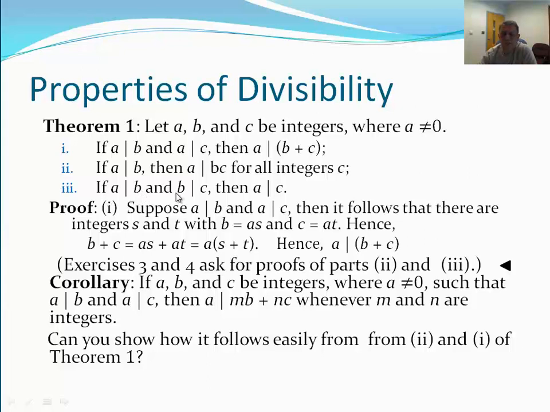If a divides b and b divides c, clearly a also divides c. It's divisible. The proof is very simple and straightforward here. I don't want to discuss it because we're not that concerned with that part.